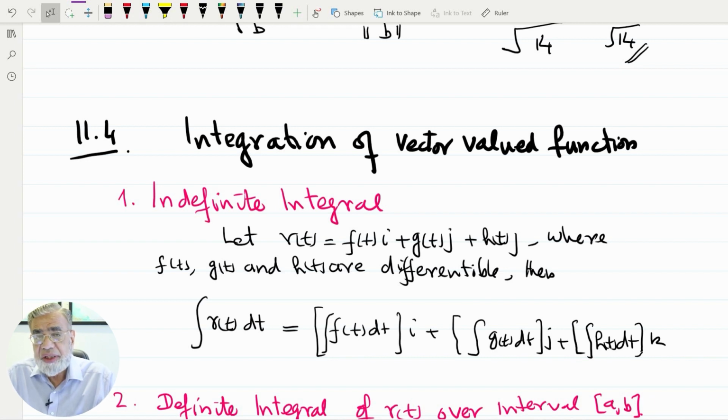Now, when we want to integrate, we have two types of integral. One is the indefinite integral, one is the definite integral. The definite integral has limits. Indefinite integrals do not have limits.